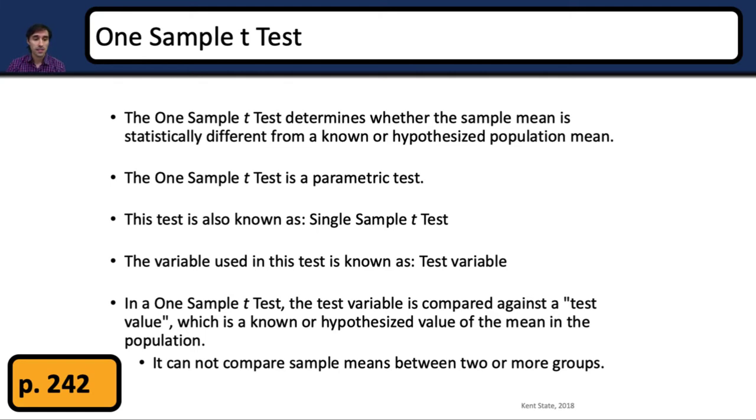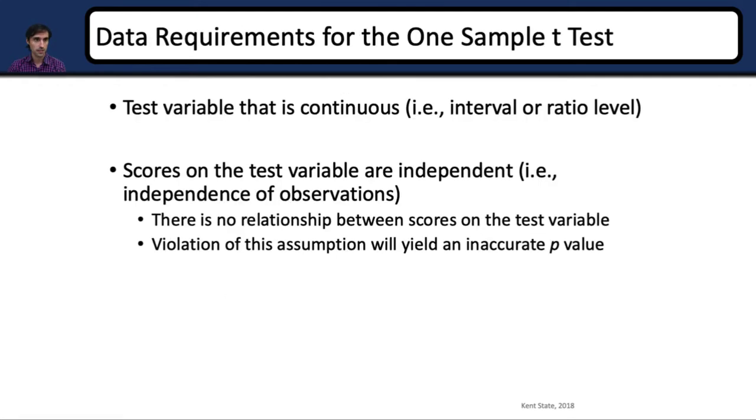In a one sample t-test, the test variable is compared against a test value, and that is like the population mean. And that is hypothesized, because again, we don't know what that is. It cannot compare sample means between two or more groups. That will be for other tests.